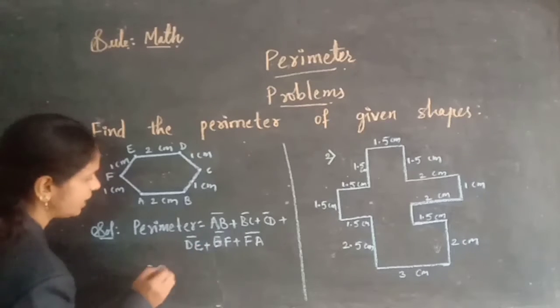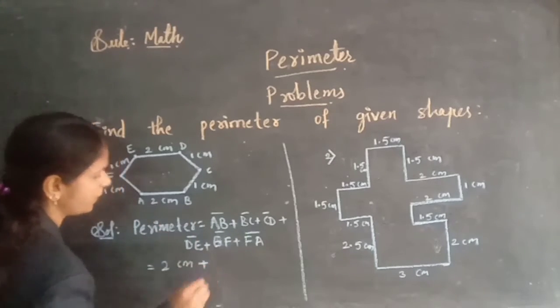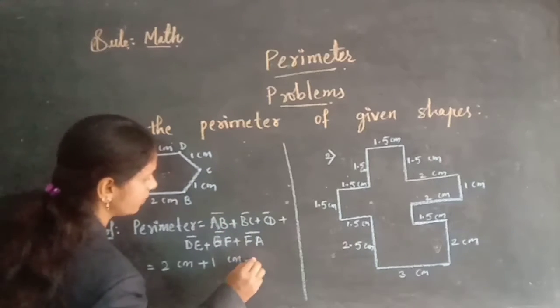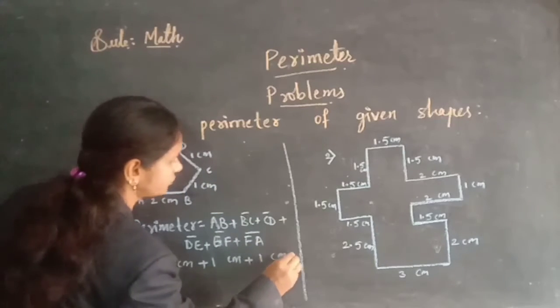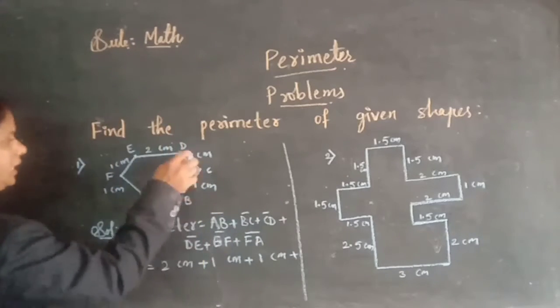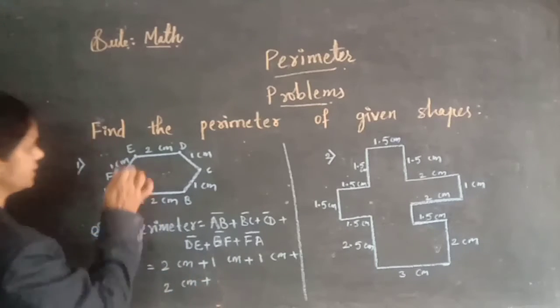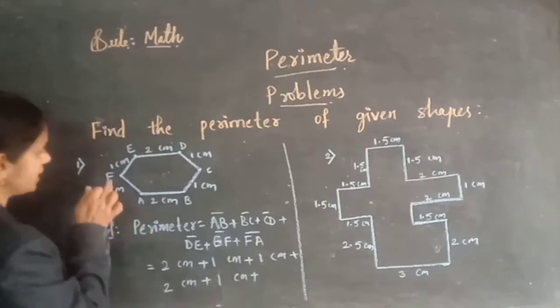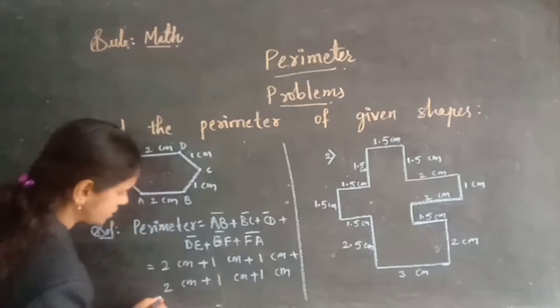And what is the AB length in the given figure? 2 centimeters. Plus BC length 1 centimeter. Plus CD length 1 centimeter. Plus DE length 2 centimeters. Plus EF length 1 centimeter. Plus FA length 1 centimeter. These are the given measures children.